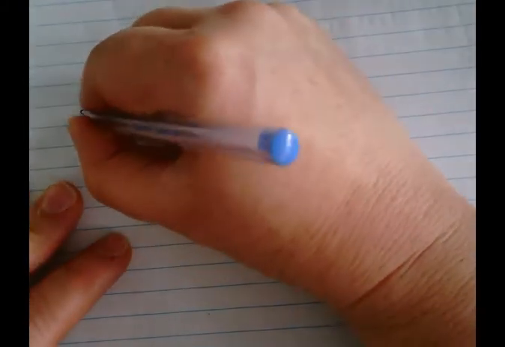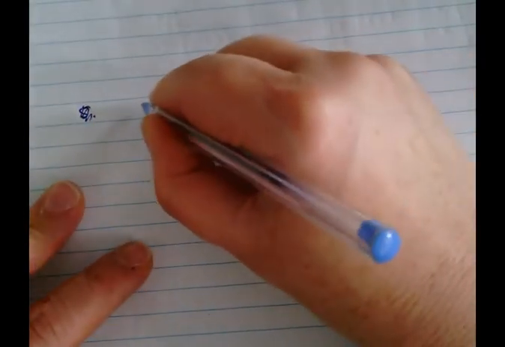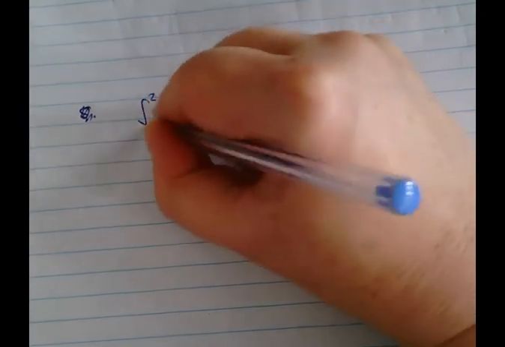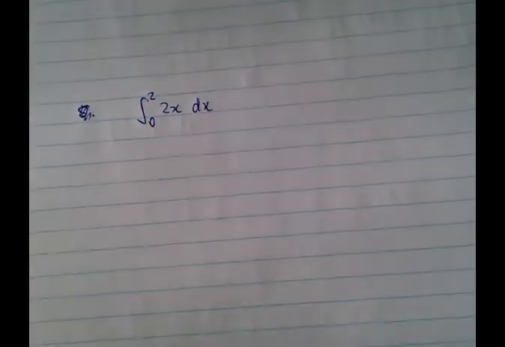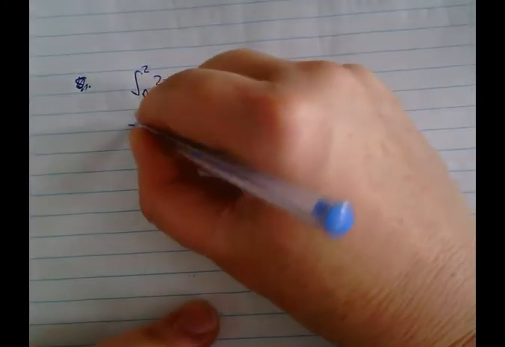Actually, we'll turn over. I'm just going to do another example. I'm just trying to show you the link between integration and area under the curve. So if I ask you to integrate 2x between the values of 2 and 0, let's say I ask you to do that using integration. What do you do?